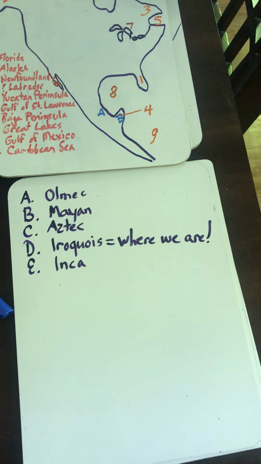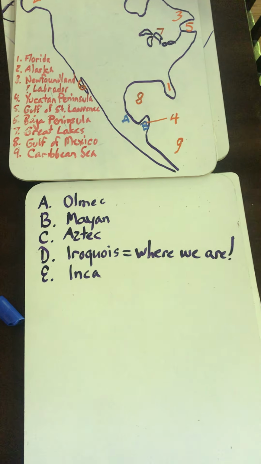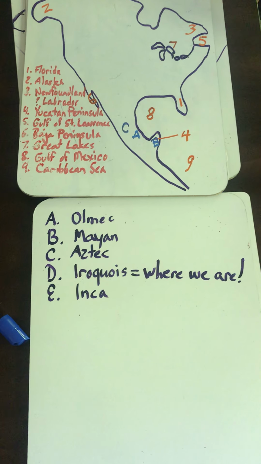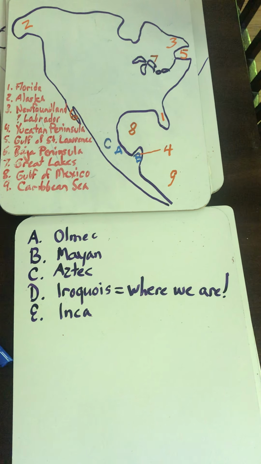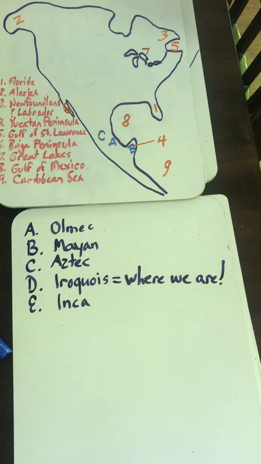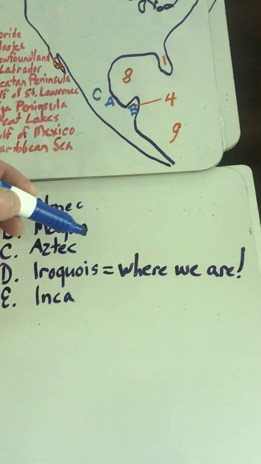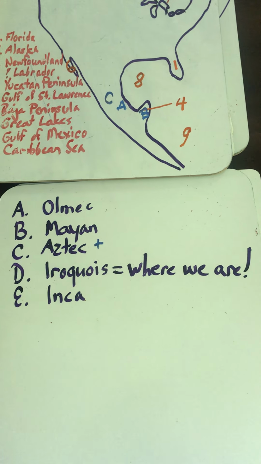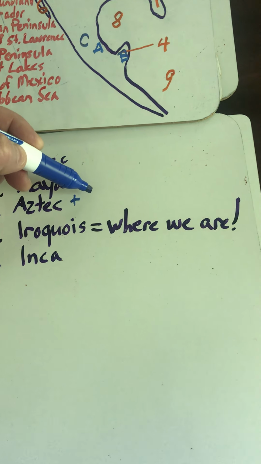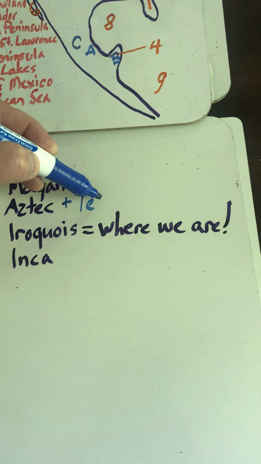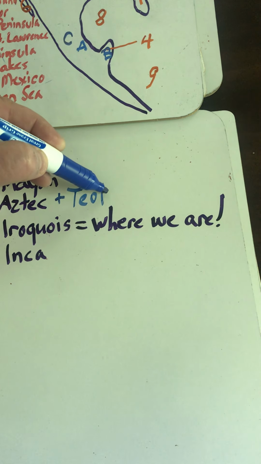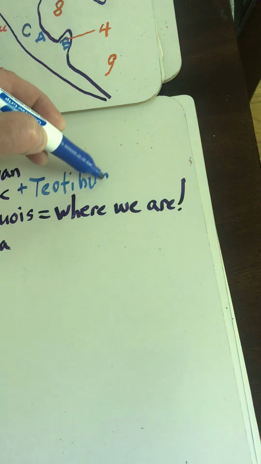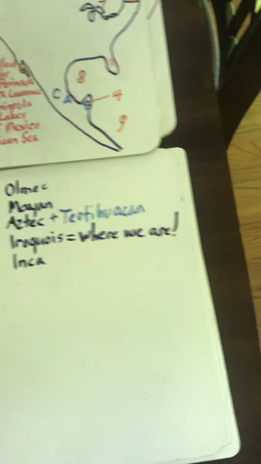B. The Aztec in the Valley of Mexico right about here. I skipped over Teotihuacan. That is what the Aztecs considered to be their classical civilization, what they grew out of. So they're kind of in the same location as the Aztecs. Oh, this is going to be interesting. Can I spell it without it in front of me? Teotihuacan.